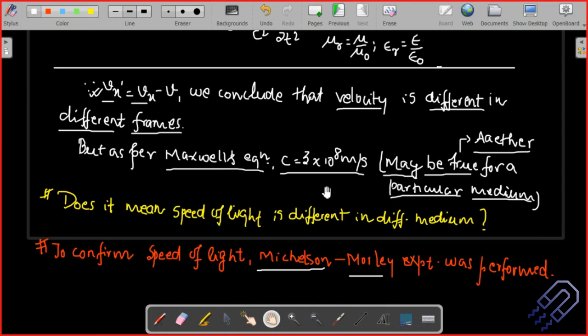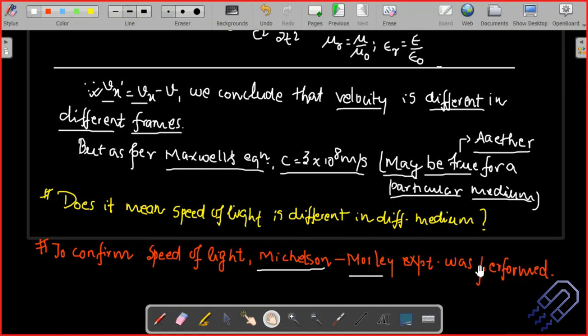So the question is, does it mean that the speed of light is different in different media? The answer was not known at that time. Today we know it's not. The speed of light is the same in all media. So how? This is something which we are going to discuss in today's class. And who discussed this? This was actually done by the Michelson and Morley experiment.